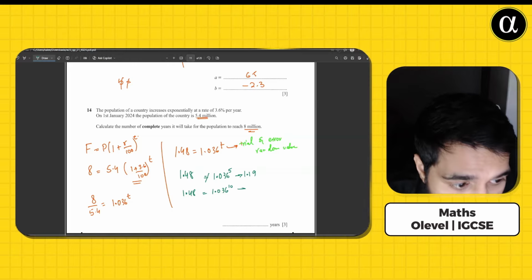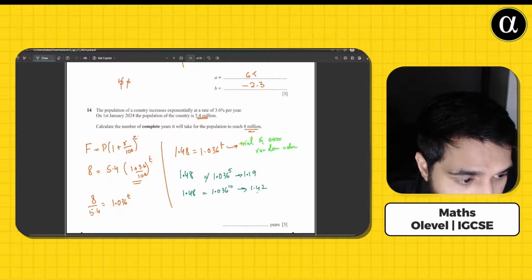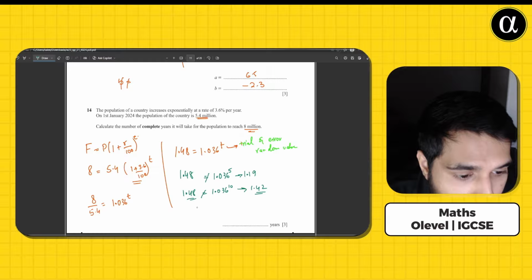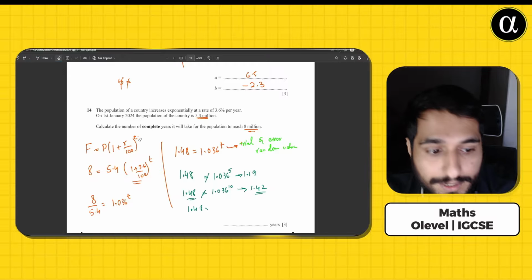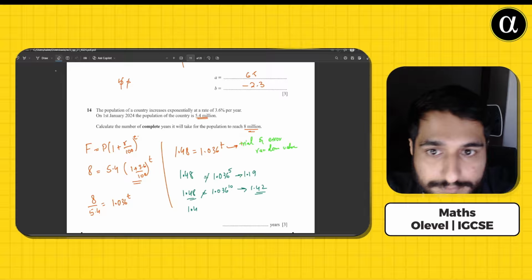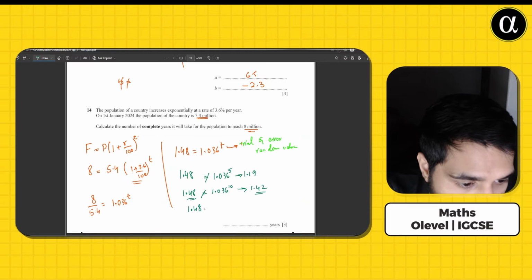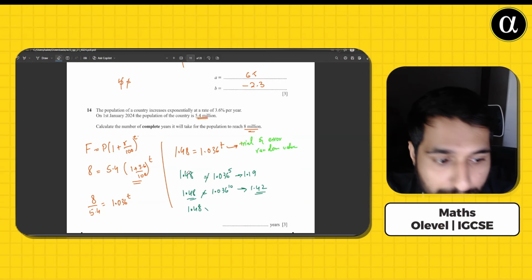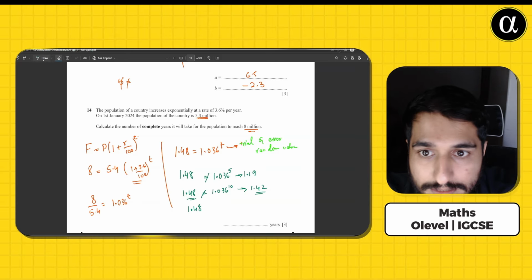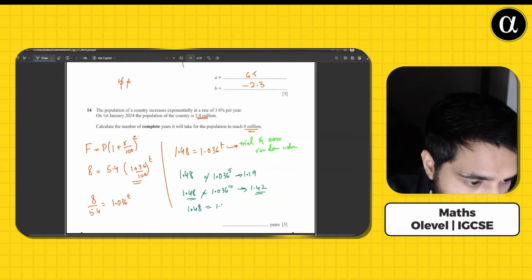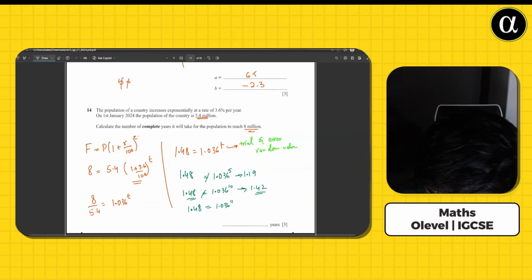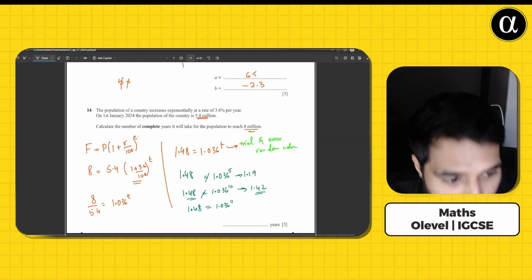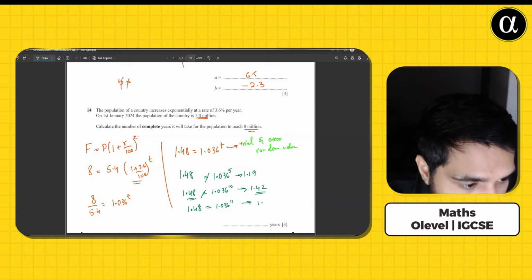We are getting closer to each other. So 1.42. Are these two values still equal? No, these are not equal. So maybe a higher value. Is 1.48 equal to 1.036 power 11? Let's see. When we use power 11, that gives me 1.47. Now we are there.